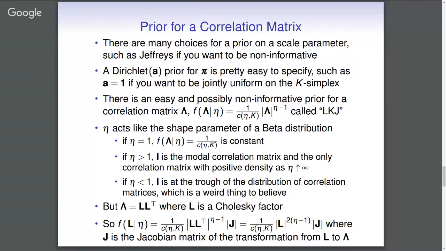Or if we want to get a little adventurous, we can specify eta to be a number more than 1, in which case this density has a mode, and the mode is the identity matrix. So we're basically saying the most likely correlation matrix is the identity matrix. And insofar as we choose eta to be greater than 1, we're saying we're more and more sure about this correlation matrix being closer to the identity matrix.